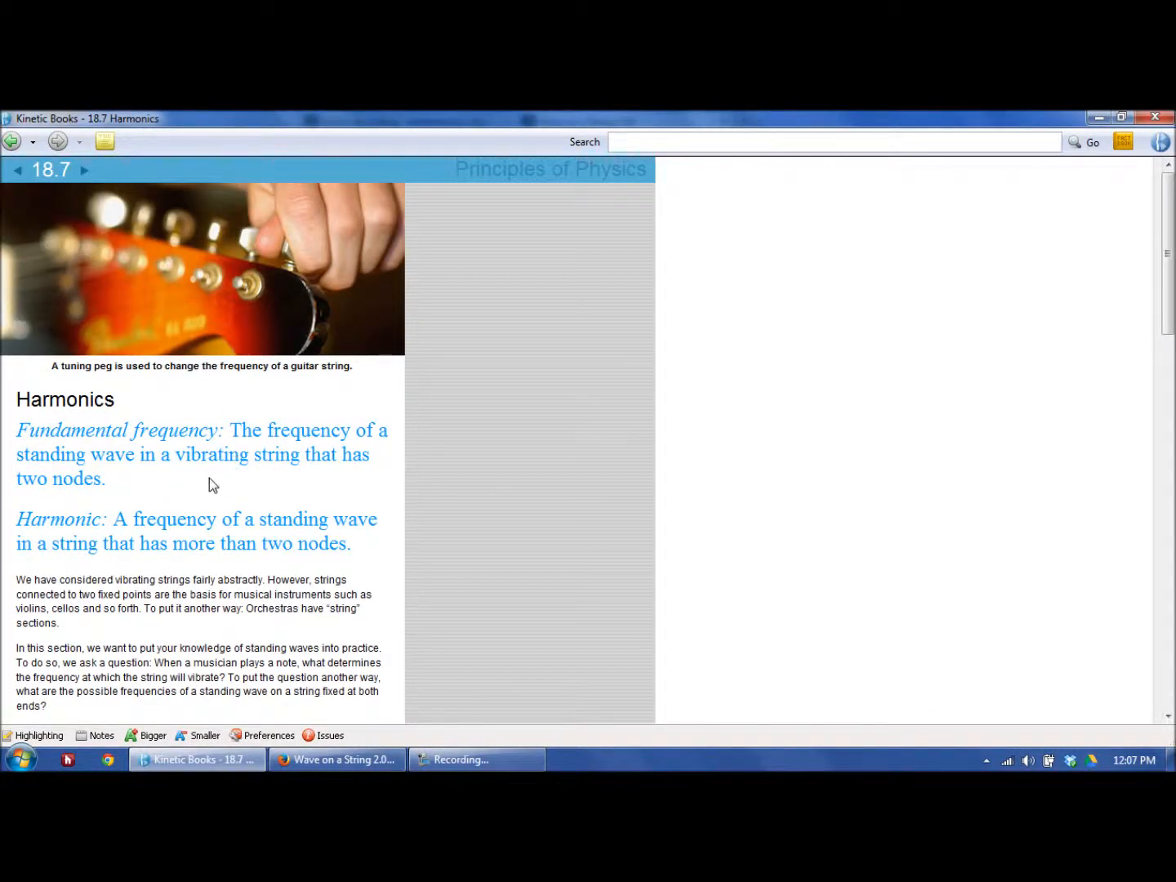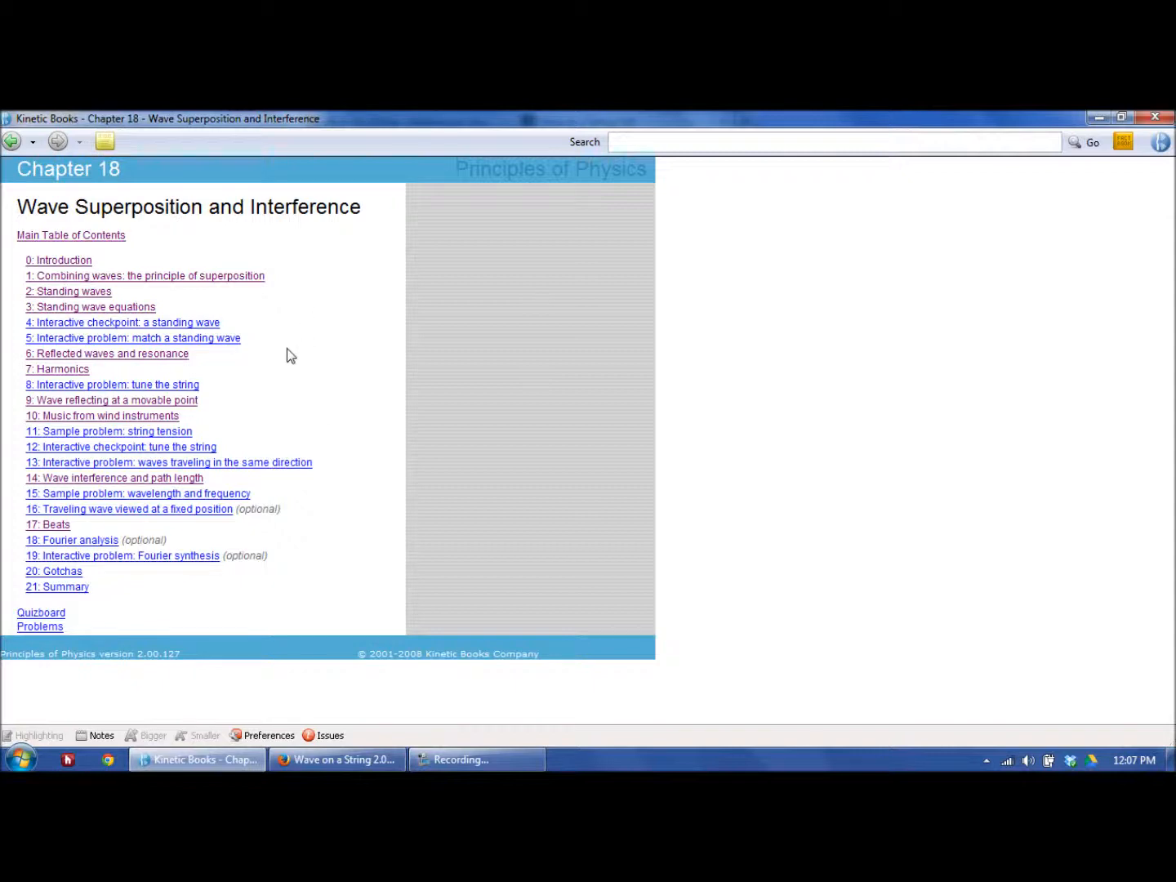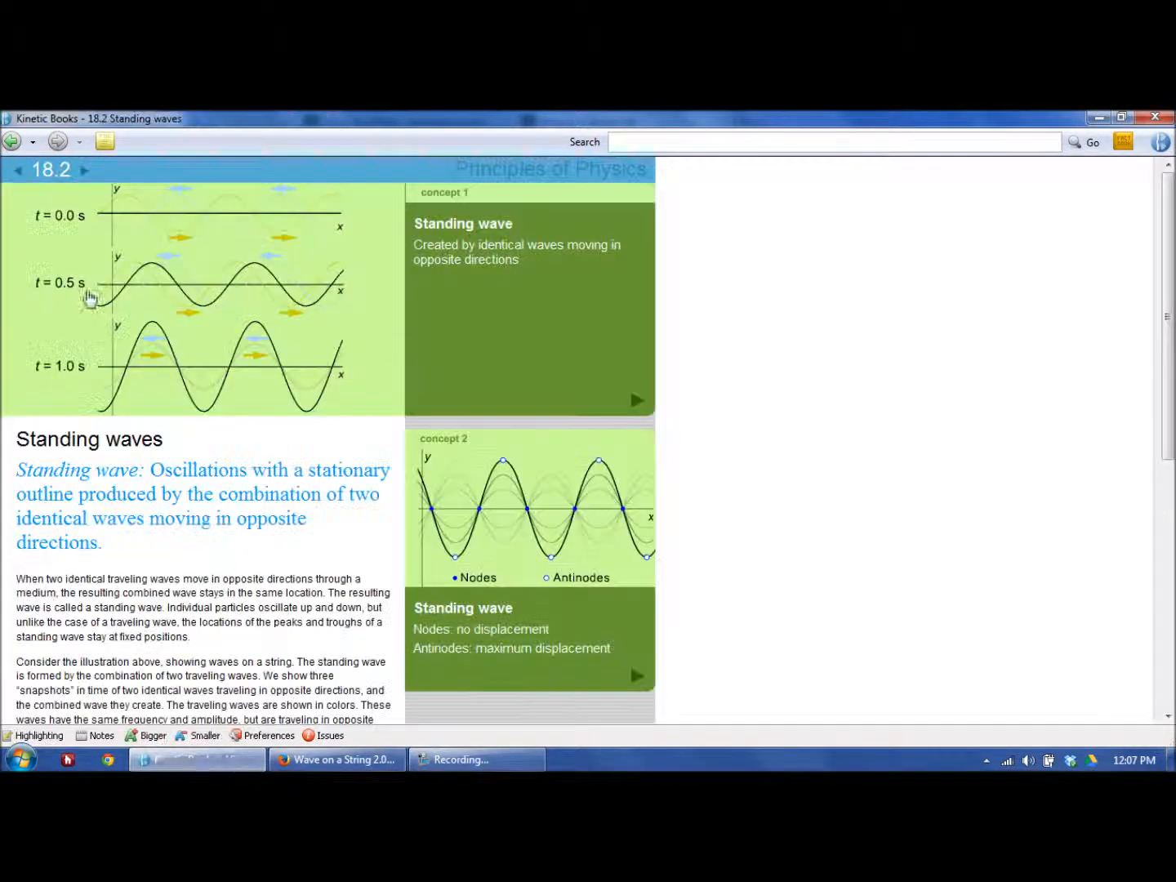There's some vocab here: the fundamental frequency, the harmonic, and there's some other vocab also that we just didn't talk about right now with standing waves, where the part that doesn't move is called a node, and the part that has maximum displacement, maximum motion, is called an antinode. It is where they completely cancel out, they're called nodes, and where they completely 100% add together and increase, they are called antinodes.